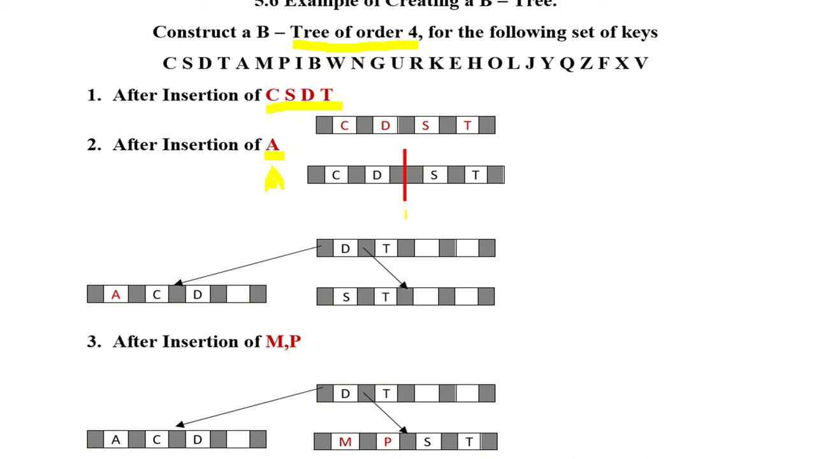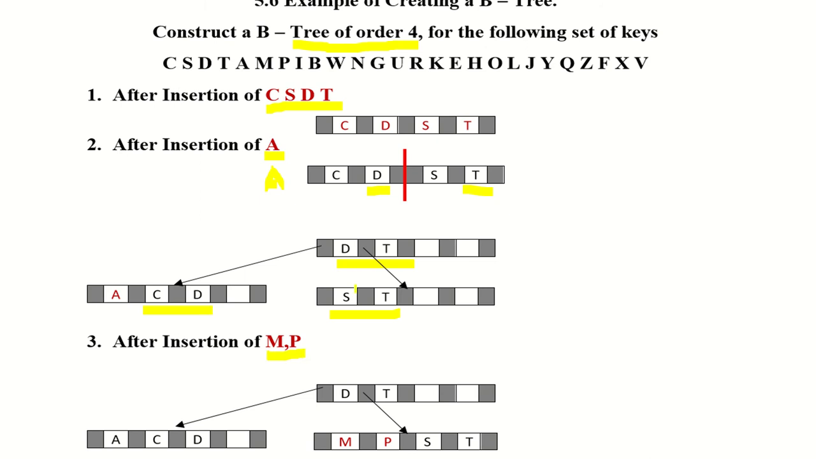Now how do I divide it? For dividing it, I need to promote D and T as the parent of these 2 nodes. Now I'll have 2 nodes: C, D, which is your left node, and S, T becomes your right node. And now the parent node is D, T, because the largest value of your previous node becomes your parent node. Similarly, we go for the next insertion, that is M, P.